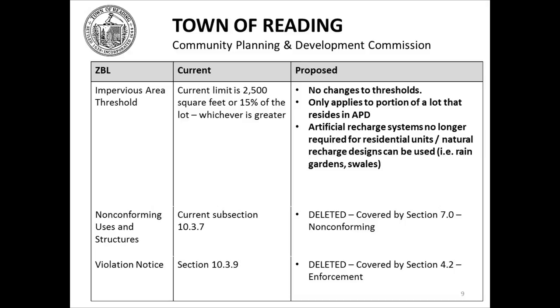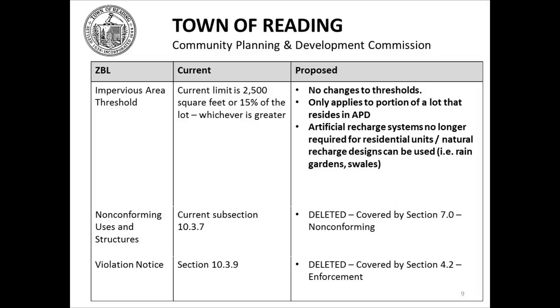We did an extensive review of the impervious area threshold section, and this is where a lot of the feedback from town citizens revolved and where discussions with the Mass DEP primarily focused. So we did not change any of the thresholds. However, we did update the language so the thresholds only apply to the portions of the lot in the district versus the entire lot. And we removed the requirement for the artificial recharge system for residential units. Rather, residences can use natural recharge designs like rain gardens and swales.